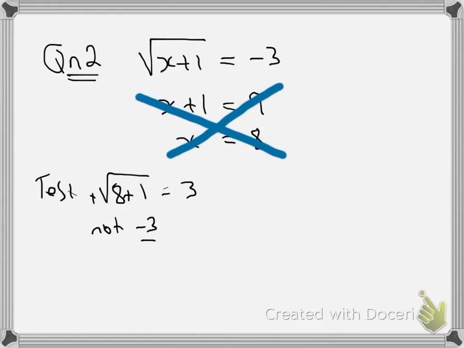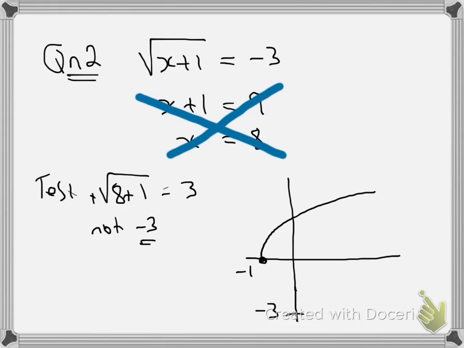So that didn't work. Let's also think about on a graph what we've just done. If we take the graph of the root of x plus 1, well, it's that graph, isn't it? Starting there at negative 1. And we want to find when that's equal to negative 3. Well, negative 3 is down here. It's never, that graph is never somewhere on the negative 3 line, as we can see there.